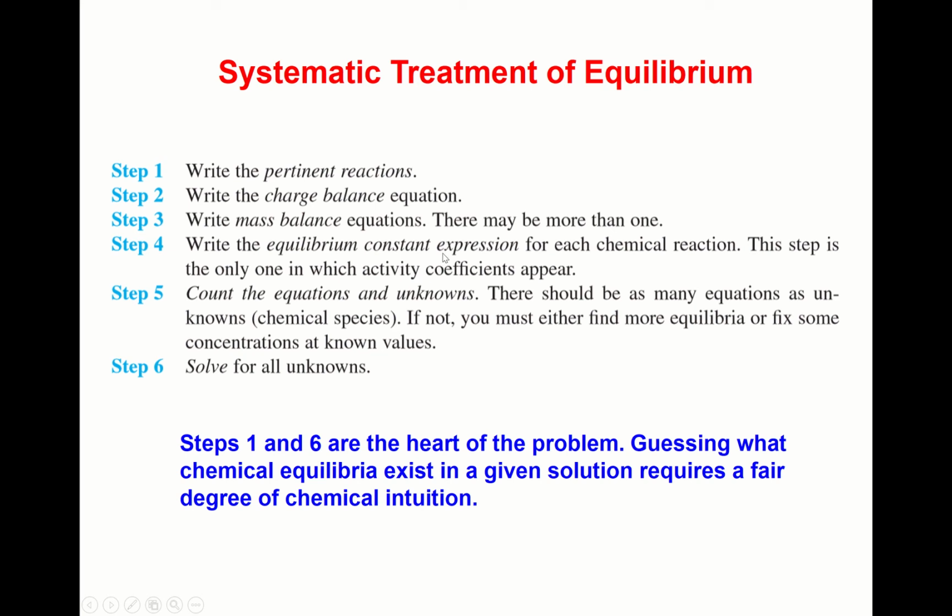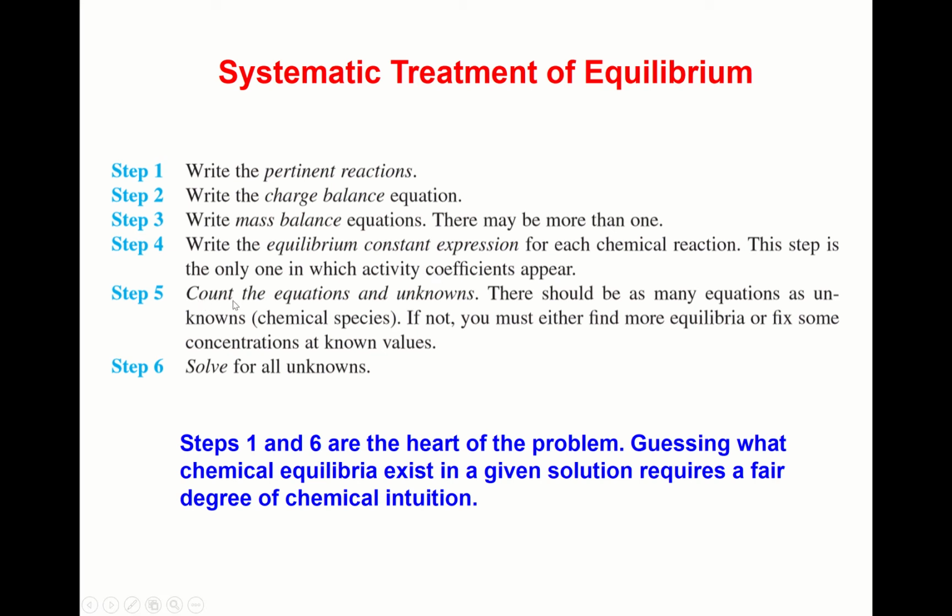And what if you don't have any equilibrium constant? Then it is very difficult to solve the problem. But usually, for the pertinent reactions, the equilibrium constants are known. In this expression, you need to use the activity coefficients. This is the only step in which the activity coefficients appear. But as you will know later, the activity coefficients are simply ignored.